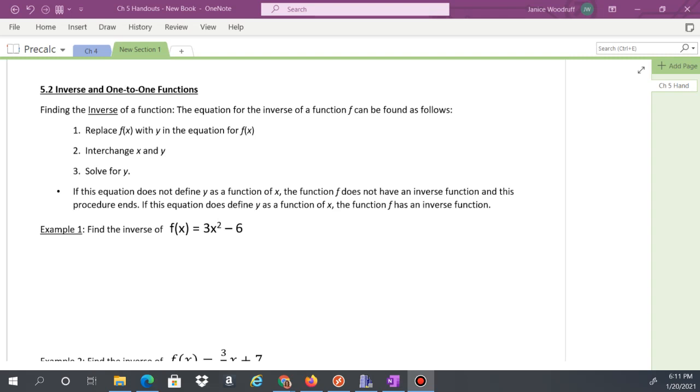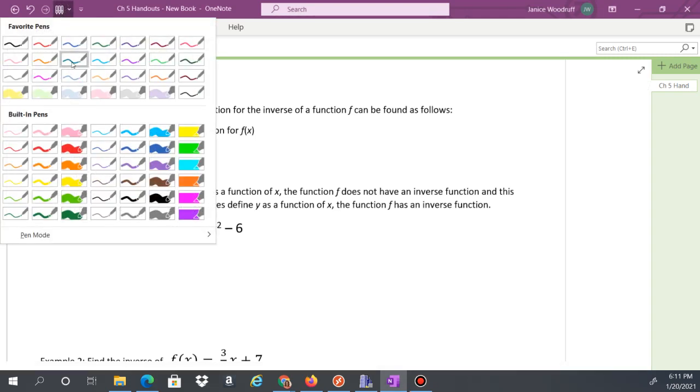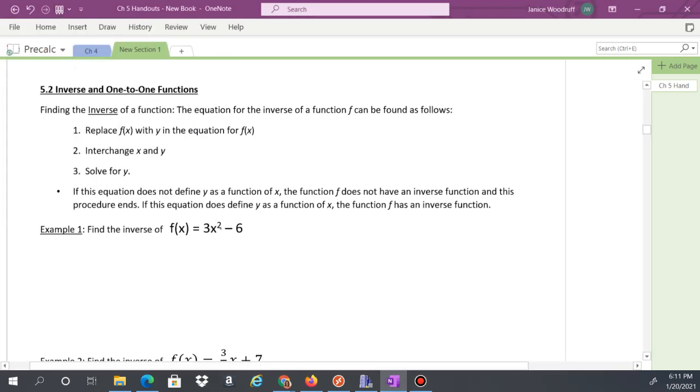And then you're going to see if you can solve. Can't solve, there's no inverse. So, for example, we have f of x equals 3x squared minus 6. I'm going to change this to a y, and then we'll switch the x and the y. So this is going to be x equals 3y squared minus 6.